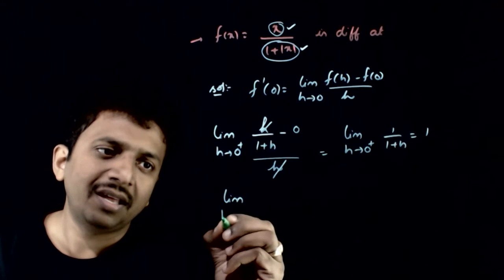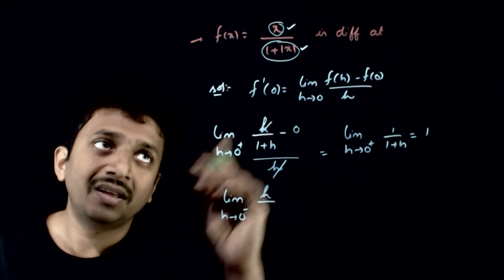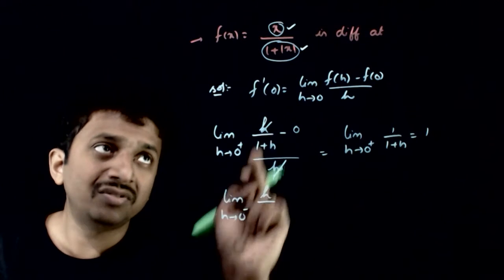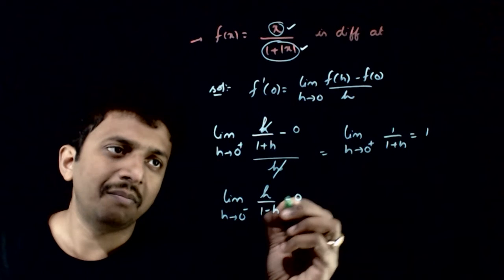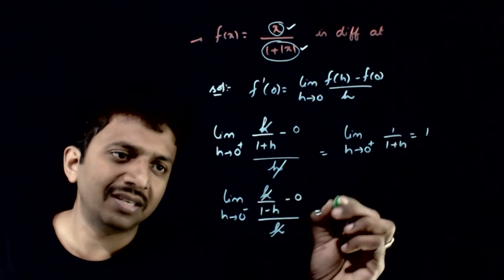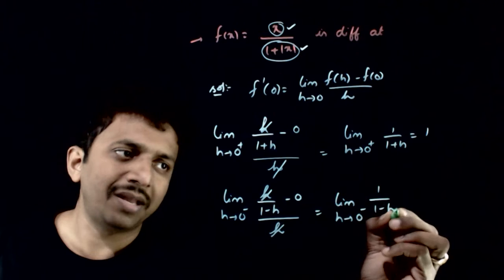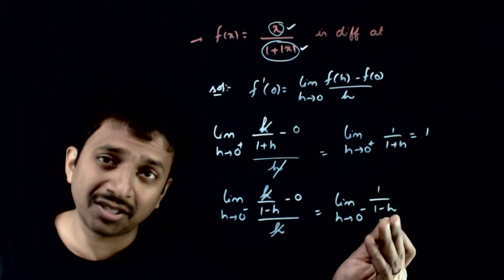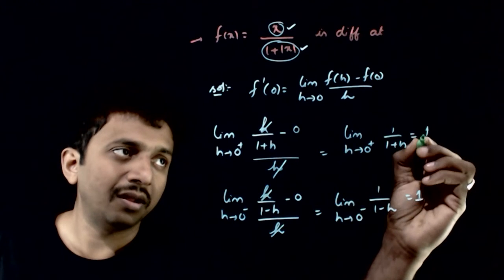And limit h tends to 0 minus, h by, so in the negative neighborhood of 0, mod x becomes minus x. So this becomes h by 1 minus h, minus 0, by h. h and h get cancelled. That is equal to limit h tends to 0 minus 1 by 1 minus h. So again h tends to 0, 1 minus h tends to 1. So this is also equal to 1.